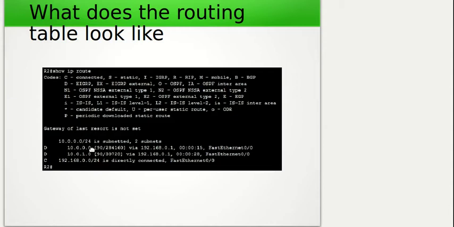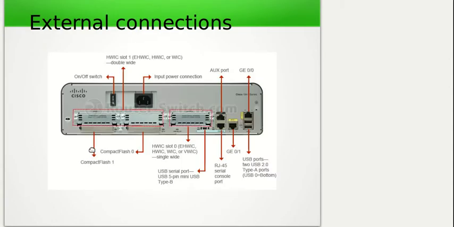But we will go into administrative distance in another video. So when we look at a switch, we can see all the external connections. So we have the power cable here. Unlike a switch, this is a router, not a switch, but unlike a switch, a router has an on-off switch. So instead of having to yank up the cable in order to power the switch off, with a router we can just turn off the power button.